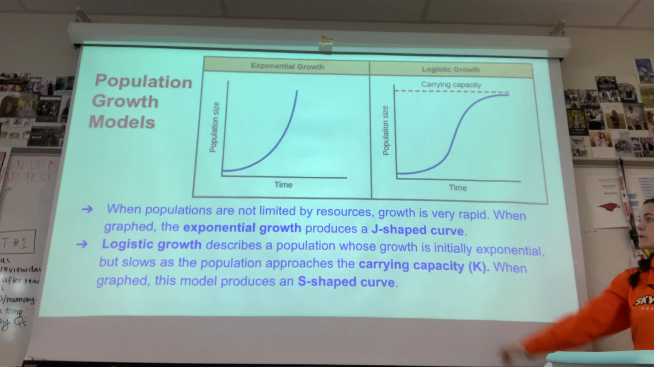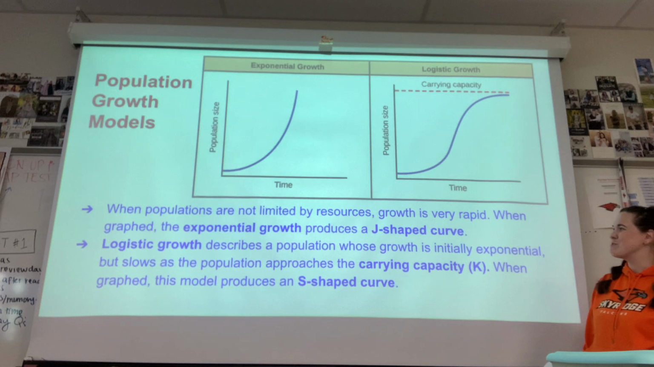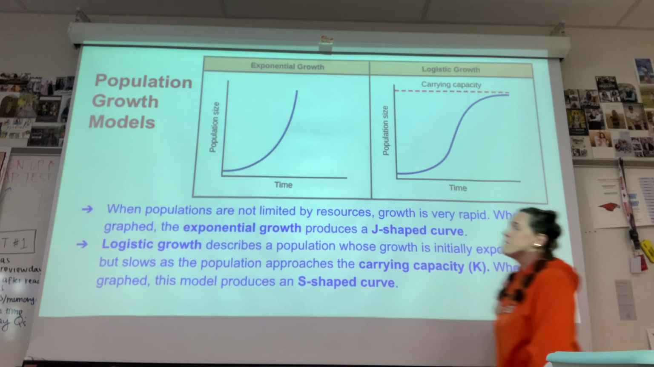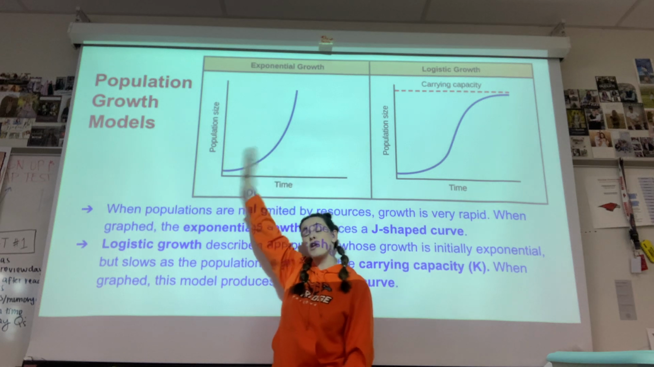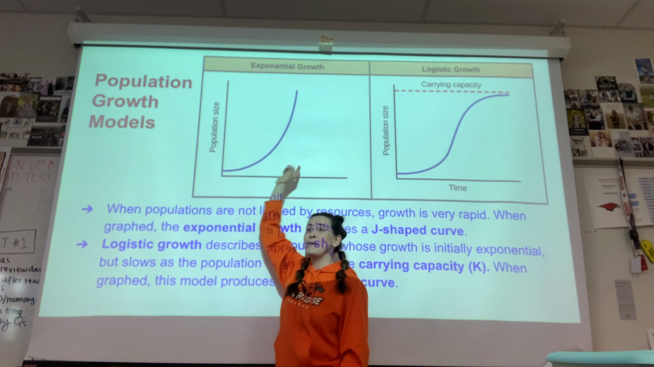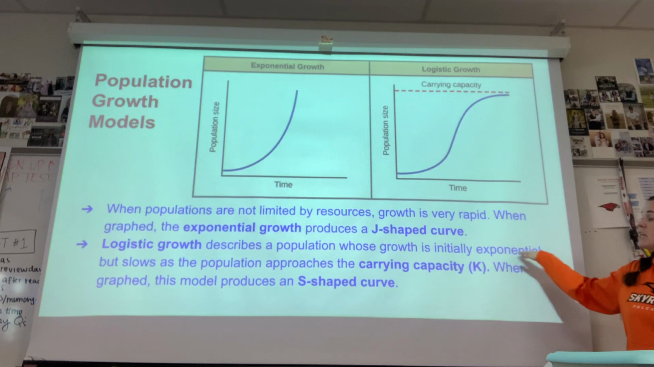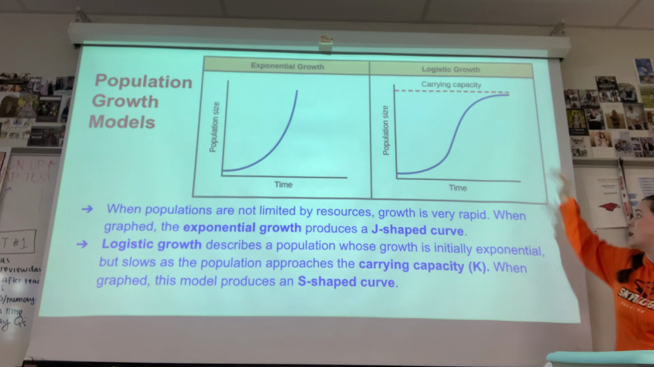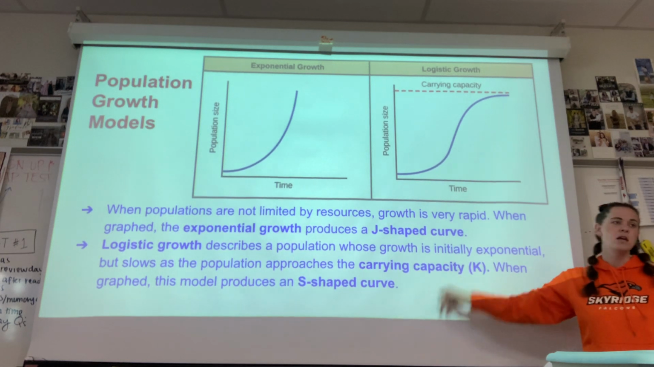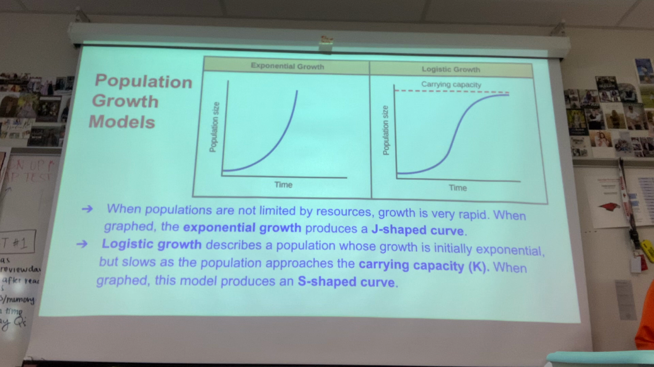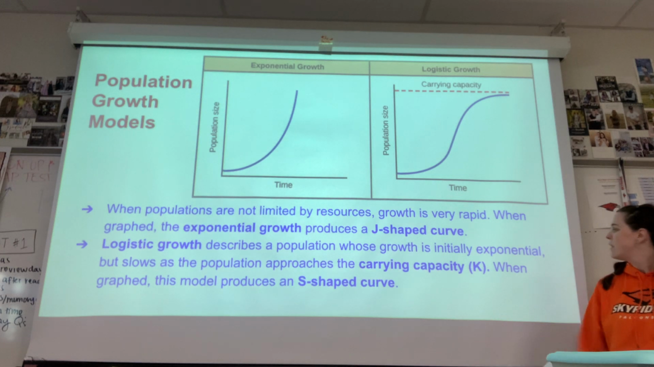So, for the words, when populations are not limited by resources, growth is very rapid. When graphed, the exponential growth produces a J-shaped curve. So when we have ample resources or there is no cap on resources, it's going to be a J-shaped curve. Logistic growth describes a population whose growth is initially exponential but slows as the population approaches the carrying capacity, which is also known as K. So if we ever talk about something and it says, what's the K of the population? It's asking what's the carrying capacity, or what's the max population size that we can feasibly have.